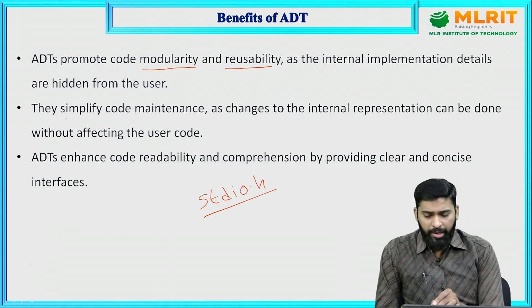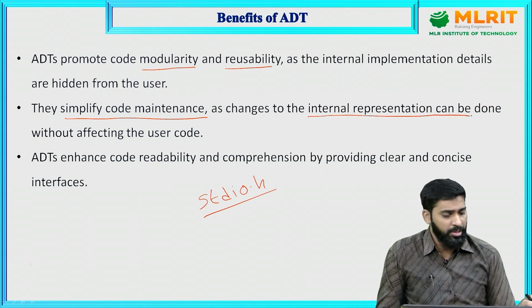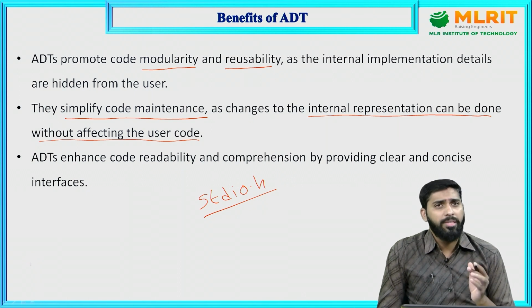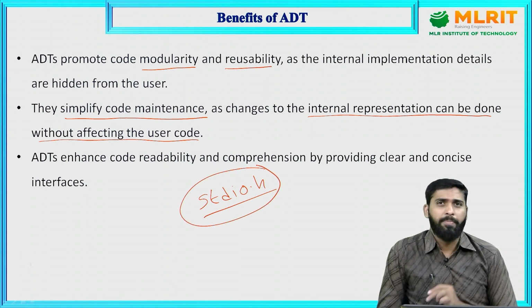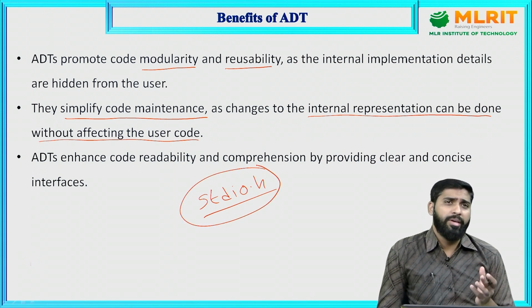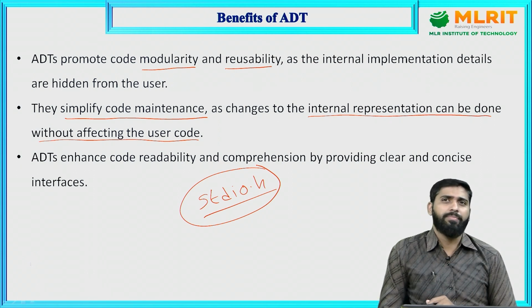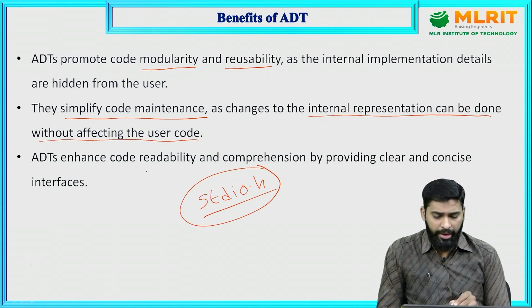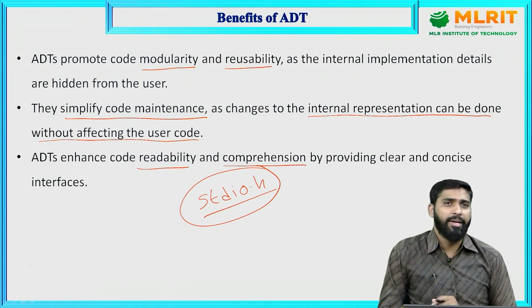They simplify code maintenance, as changes to the internal representation can be done without affecting the user code. What does it mean? For example, if I want to change anything in stdio.h, then we modify this header file. We don't modify anything in the application program. So that is the advantage of abstract data types. And ADTs enhance code readability and comprehension by providing clear and concise interfaces.